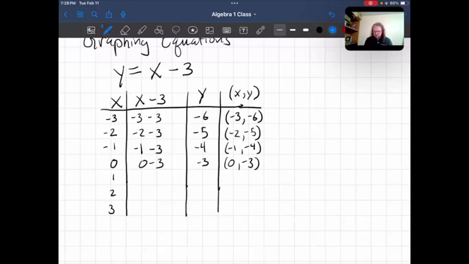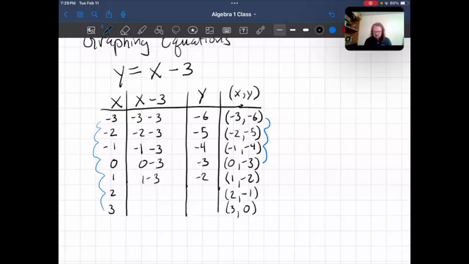And so I'm noticing that, of course, my x's are just increasing by 1 each time because I want to find each point that I can. And so are my y's. I went from negative 6 to negative 5 to negative 4, negative 3. So I'm pretty confident that my next one's going to be negative 2, and then negative 1, and then 0. And I could work that out. 1 minus 3 is negative 2. 2 minus 3 is negative 1. 3 minus 3 is 0.